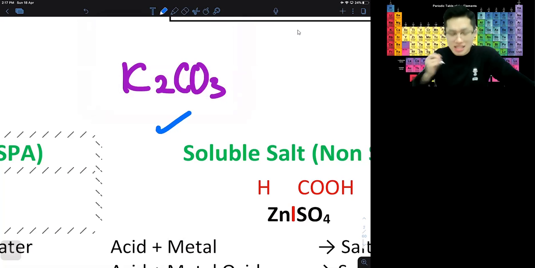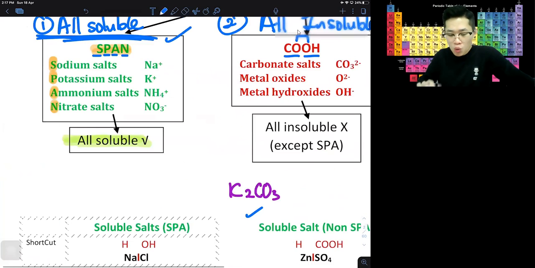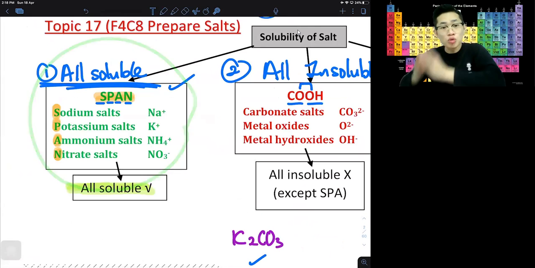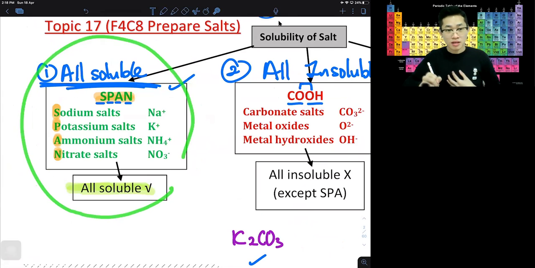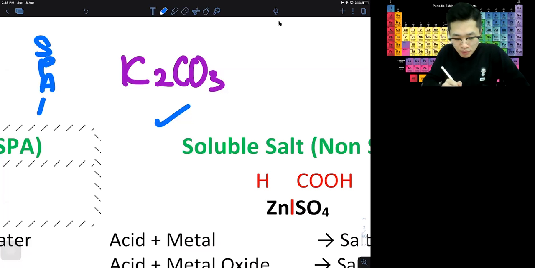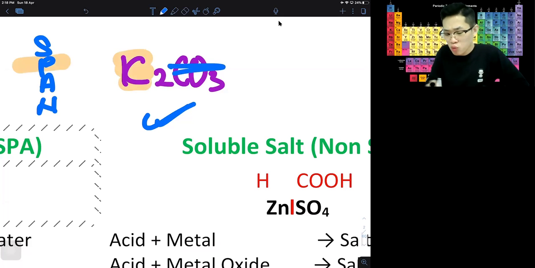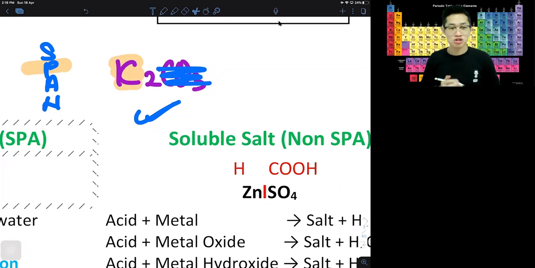So the answer is yes, soluble. Why? I thought that is CO3. You see, this is the rule. How we do it is we always go through group by group. That means we prioritize group 1 first. If we can find SPAN, sodium, potassium, we will straight away put a tick. We don't care what is at the back. Group by group, like that. So when you see K, straight away soluble.